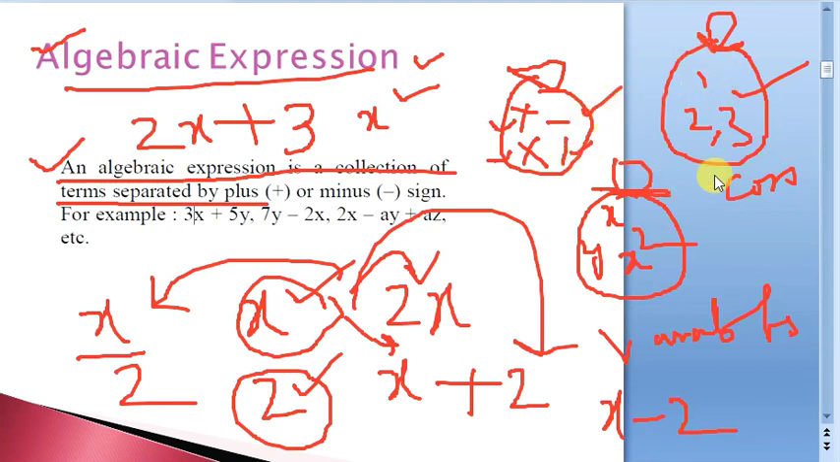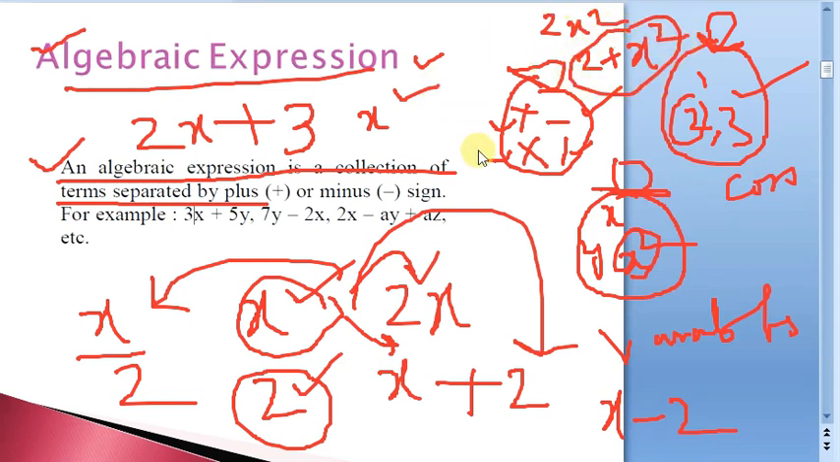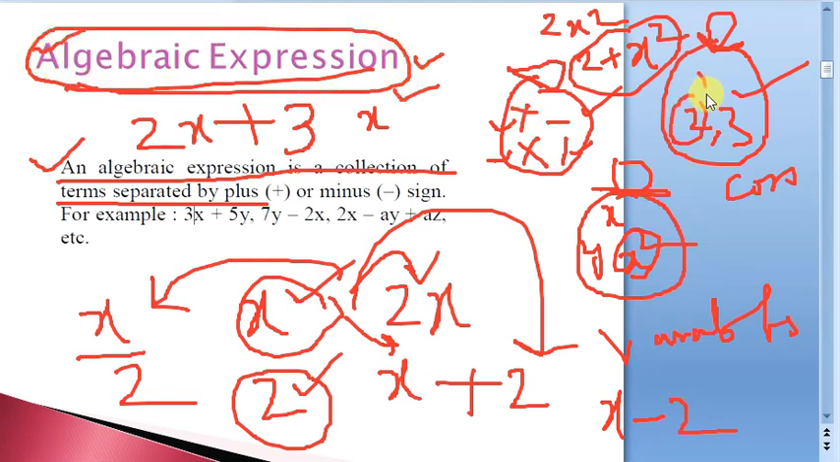So take any combination of these. Let us say I will take x square here, I will take 2 here, multiply it, 2x square. Add them, it will be 2 plus x square. In both the cases this is one expression and this is a different expression. So algebraic expressions are formed when you take the combination of variables and constants along with our mathematical operations. That is the basic definition of an algebraic expression, and we have discussed it in our 8th class.